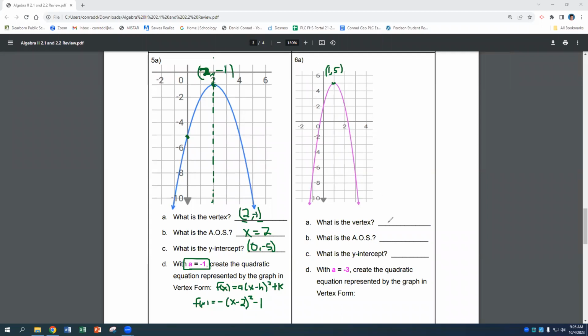So my vertex here is 1, comma 5. Which means my axis of symmetry is x equals 1. My y-intercept, where it crosses the y-axis, is going to be 0, 2. Okay, so I have a is -3, h is 1, k is 5. So my vertex form is going to be f of x equals -3 times x minus 1 squared, and then plus 5.